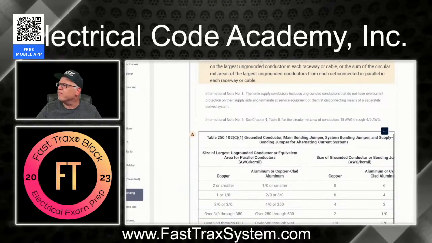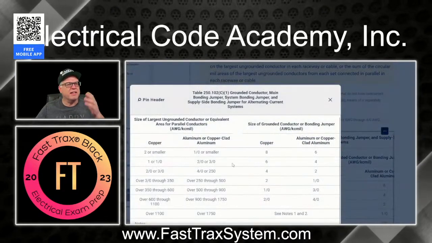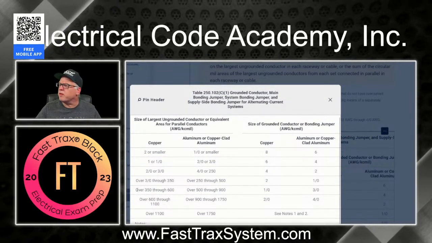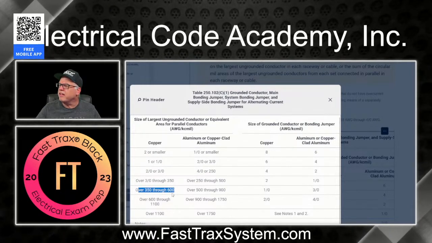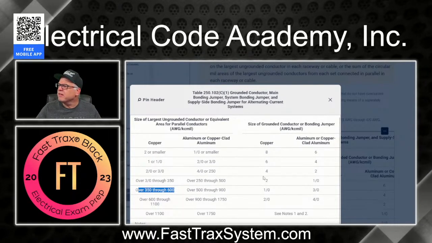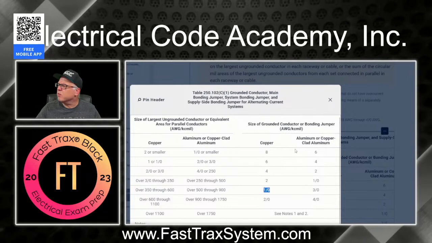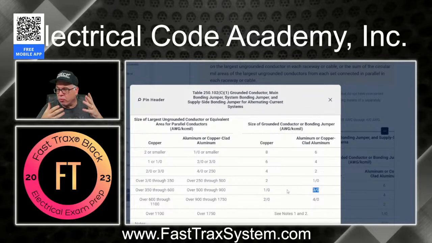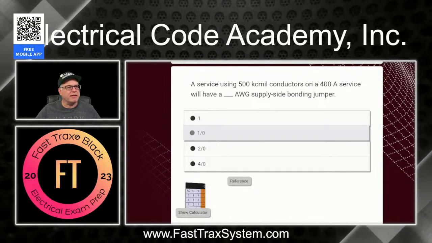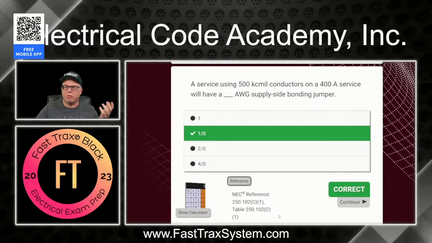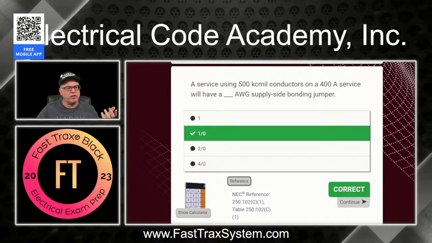All right, so here's the table. Let's click on it, expand it. This is what y'all are familiar with seeing. Over here, it's a 500 kcmil, so it falls between over 350 through 600. Again, that's 600 kcmil, okay? And then over here, if it's copper, then it's a 1-aught. If it was aluminum, it would be a 3-aught, okay? Now, remember, copper unless stated otherwise, right? So we're going to come back to our question, and it clearly is 1-aught. And here's your reference, 250.102(C)(1) and the table that's associated with it.